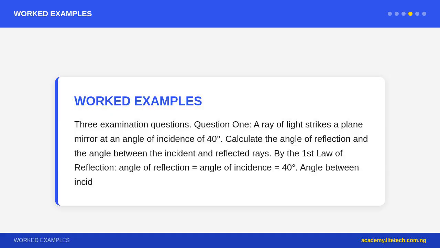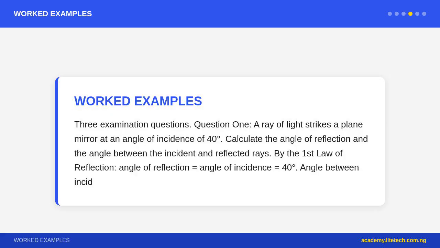3 examination questions. Question 1. A ray of light strikes a plane mirror at an angle of incidence of 40 degrees. Calculate the angle of reflection and the angle between the incident and reflected rays. By the first law of reflection, angle of reflection equals angle of incidence equals 40 degrees. Angle between incident and reflected rays equals 40 degrees plus 40 degrees equals 80 degrees.